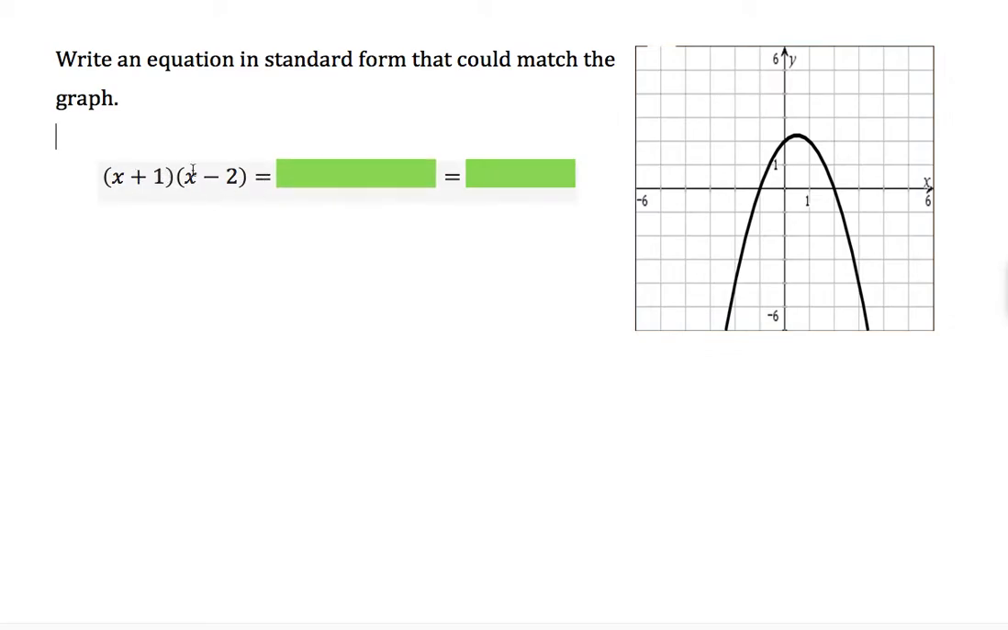Okay? But I want the standard form. This is our factored form, so I need to go ahead and FOIL or box that. In this case, I just FOILed it. And now I need to combine like terms, so my two middle terms simplify, and that would be my final equation.